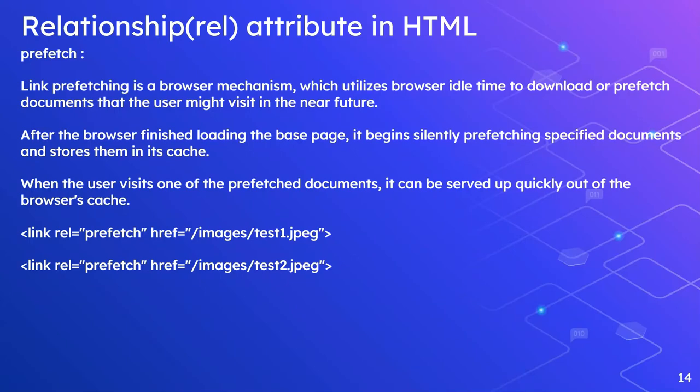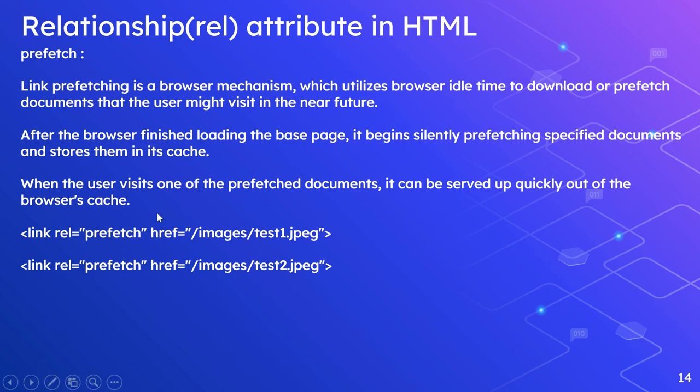Let us now move to the next attribute. Next one is the prefetch. Link prefetching is a browser mechanism which utilizes browser idle time to download or prefetch documents that the user might visit in the near future. After the browser finishes loading the base page, it begins silently prefetching specified documents and stores them in the cache. When the user visits one of the prefetched documents, it can be served up quickly from the cache. So obviously it will improve the user performance.